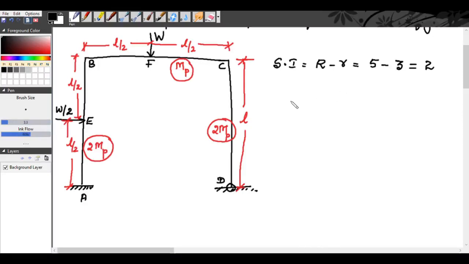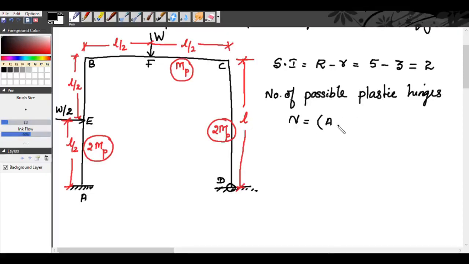Now, we will find the number of possible plastic hinges. Since A is a fixed support, you will have a plastic hinge at A. Then at E, you have a concentrated load, so you will have a plastic hinge at E. B and C are joints of beam and columns, so rigid joints, you will have plastic hinges at B and at C. Then at F you have a concentrated load, so you will have a plastic hinge at F. At D, it is already a hinged support, so you don't have a plastic hinge at D. So the number of plastic hinges is 1, 2, 3, 4, 5, that is 5.